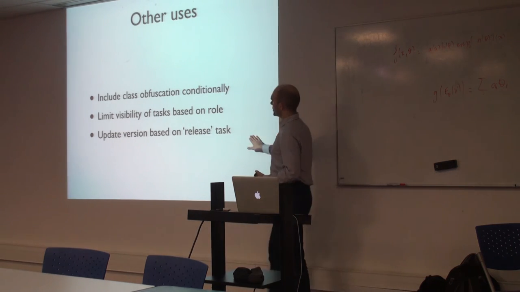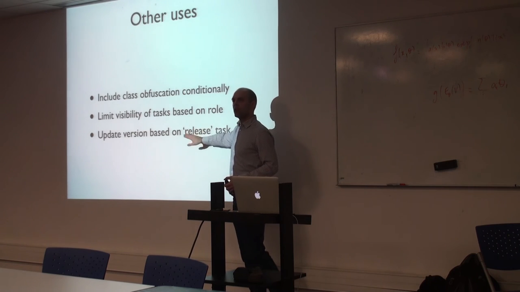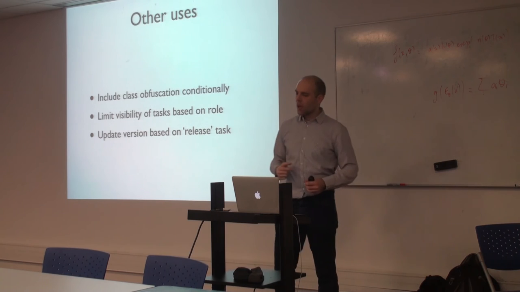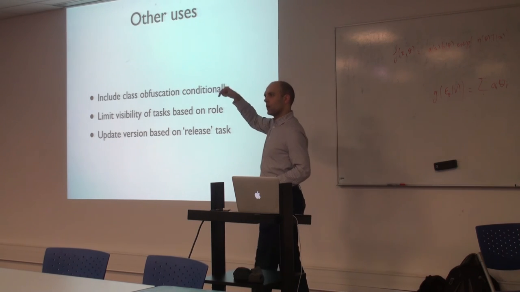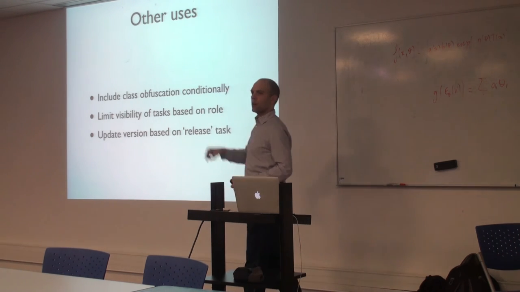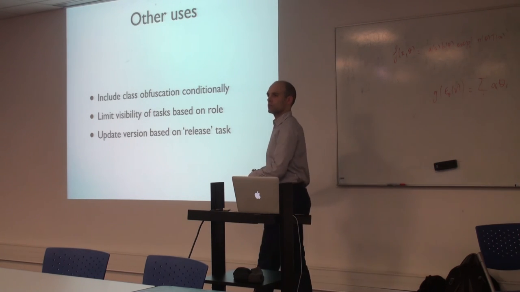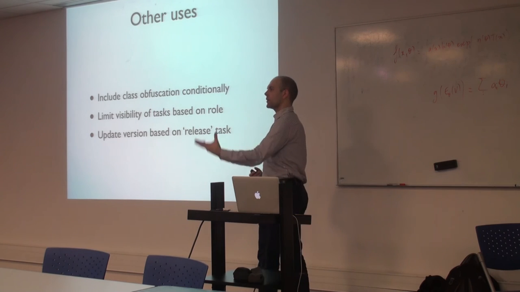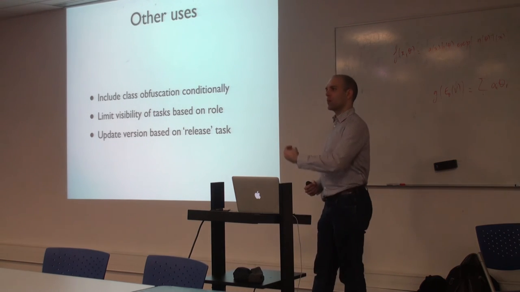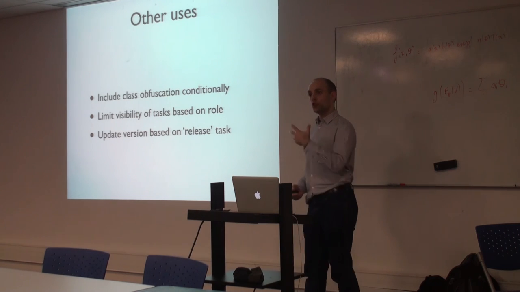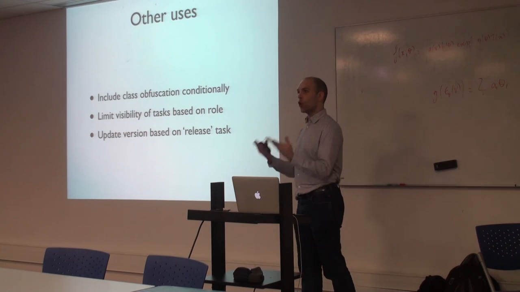One of the earliest examples I was introduced to was updating the version based on whether there's a release task in the graph, so the version doesn't change unless you're actually releasing. This is the kind of information about the build that you can get within the build itself and use to enable your build process.